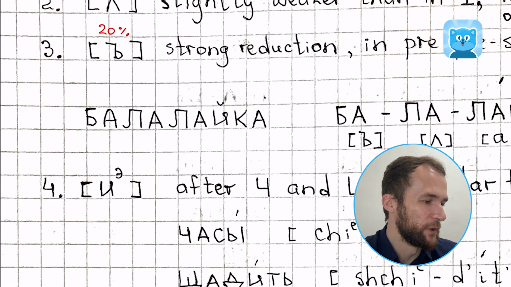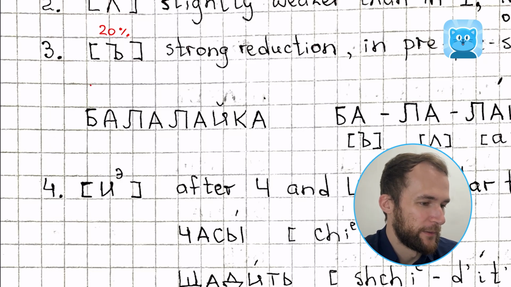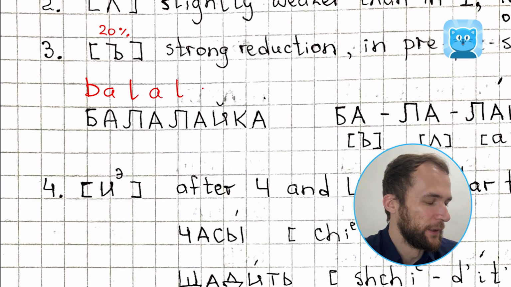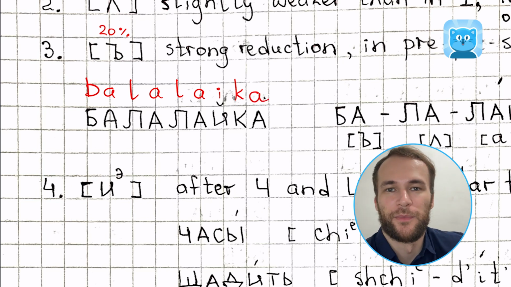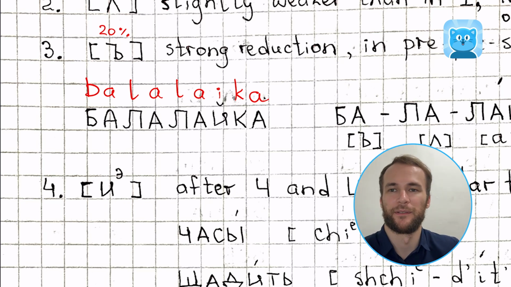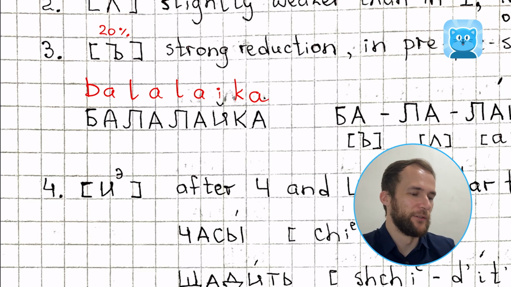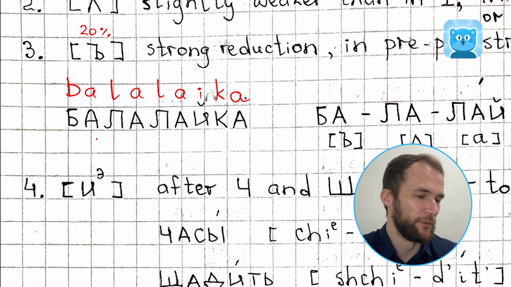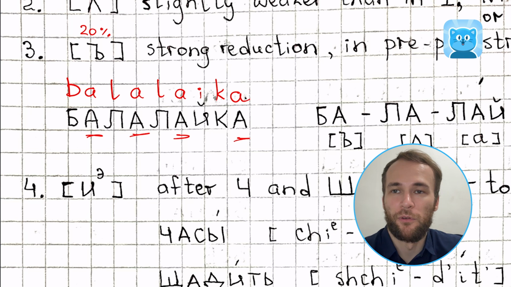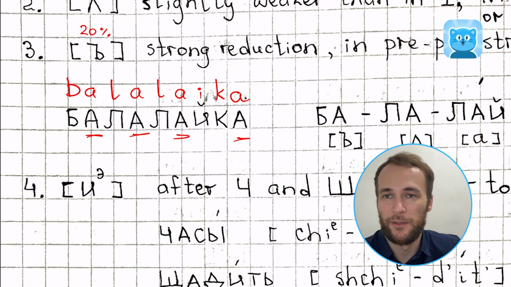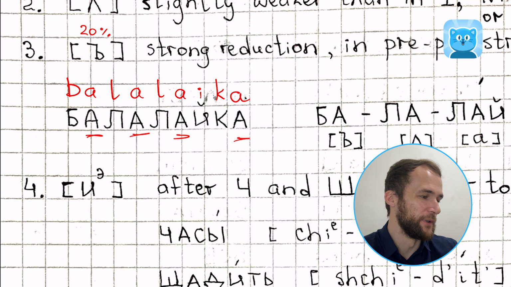Okay, so let's take a look at the example here. We have this word balalaika. Balalaika is a Russian traditional musical instrument with 3 strings. You know, ukulele has 4, and balalaika has 3. So balalaika, and you see how many vowels here. Let's count together. 1, 2, 3, 4. If there are 4 vowels, then it means that there are 4 syllables. And let's see what the syllables are.